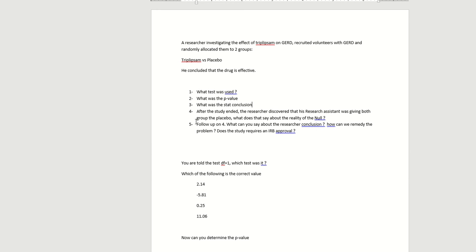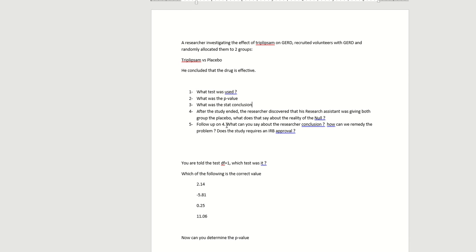Question number 4. After the study ended, the researcher discovered that his research assistant was giving both groups the placebo. What does that say about the reality of the null? In fact, he was not comparing two different groups, not the triplypsam and the placebo. He discovered he was comparing placebo to placebo. When you're comparing placebo to placebo, that means that in reality, there is no difference. And the hypothesis that declares that in reality there is no difference would be your null hypothesis. So according to that information, we can say that the null hypothesis is true.